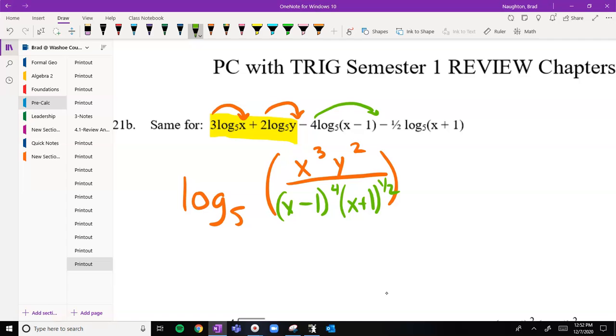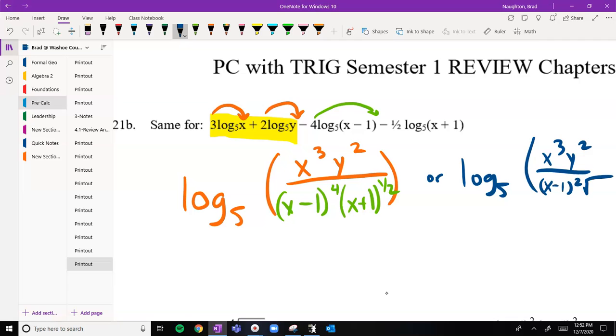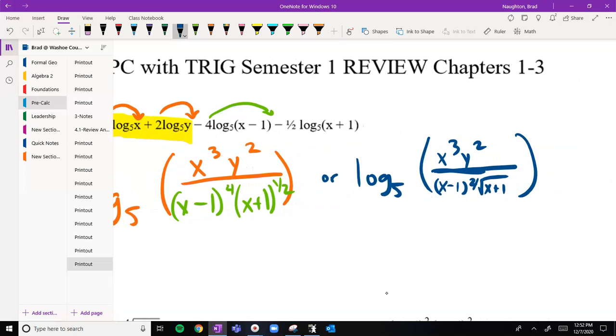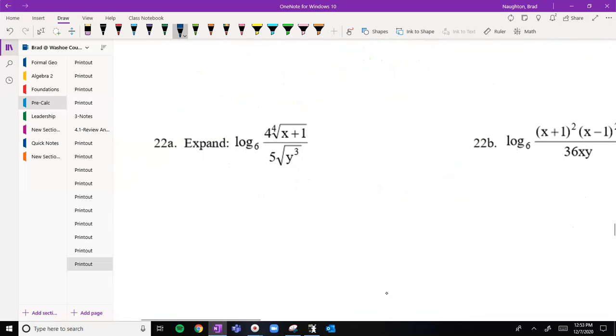So, ladies and gents, we'll just rewrite this as log base 5, x cubed y squared, log x minus 1 squared, and then the square root of x plus 1. Sorry, that should be to the 4th. There we go. Either one of those is correct. If you were to multiply all this out, there's no way you're going to be able to factor anything out, so don't even try. That takes a lot.